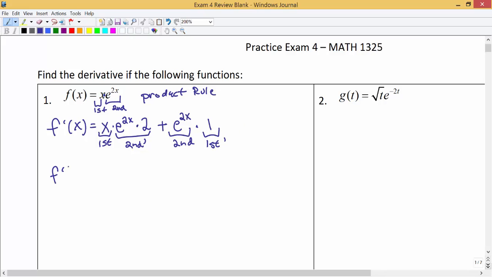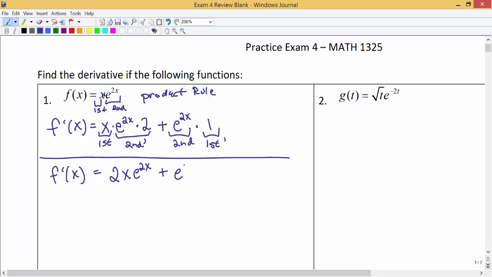Here we're going to simplify this a little bit. So I'm going to write this as 2 times x times e to the 2x power. All of those are multiplied together. Plus, 1 times e to the 2x power is just e to the 2x power. You could simplify more than that, but I'm going to choose to just leave it as is.